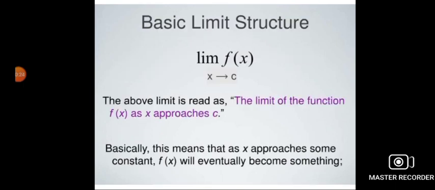Basic limit structure. The limit of a function f of x as x approaches c. The above limit is read as the limit of a function f of x as x approaches c. Basically, this means that as x approaches some constant, f of x will eventually become something.